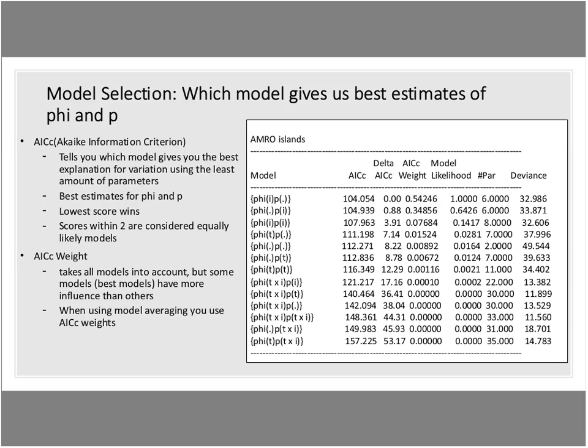And then you have the AIC weight, which takes all models into account, but some models, the best models, have more influence than others. So this right here is the AIC weight. When you're using model averaging, you use the AIC weight. It just means that these ones will have more influence than these ones down here.